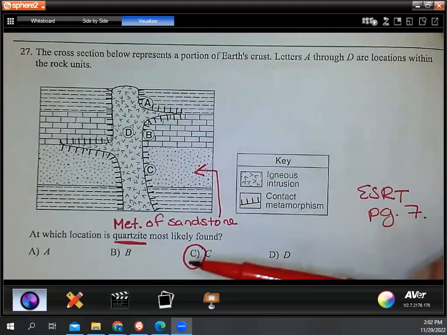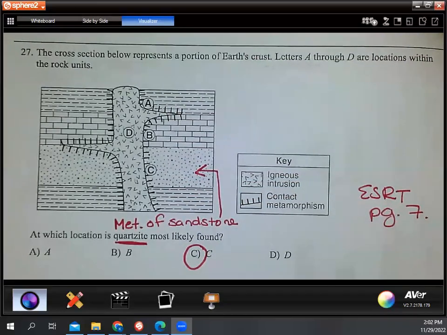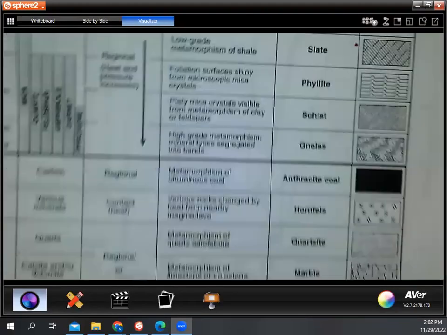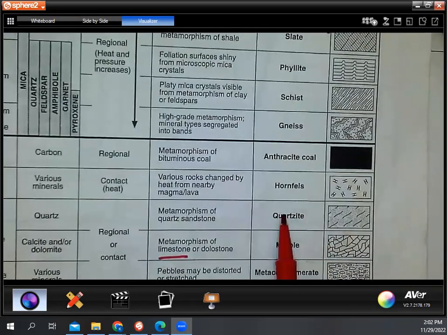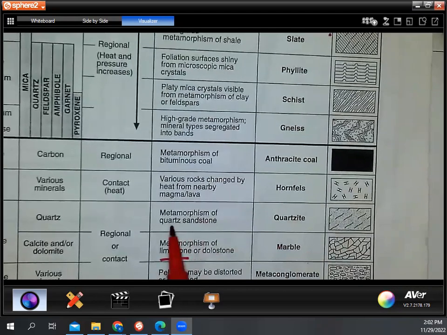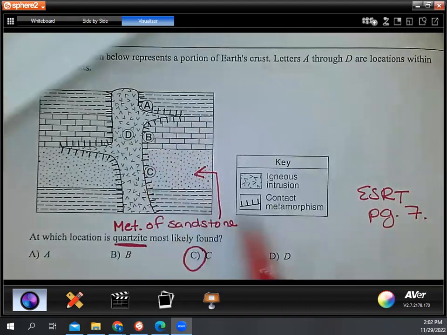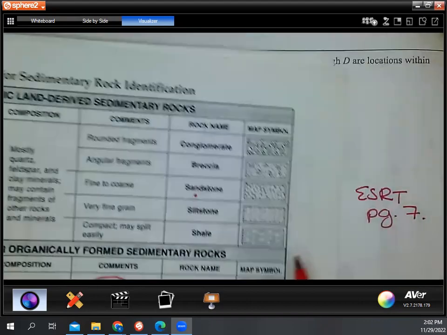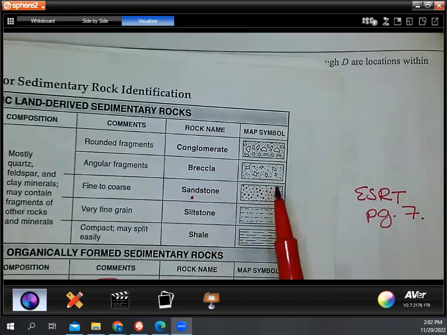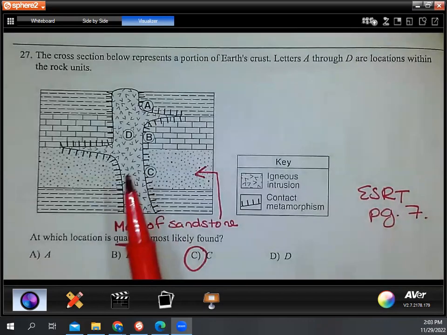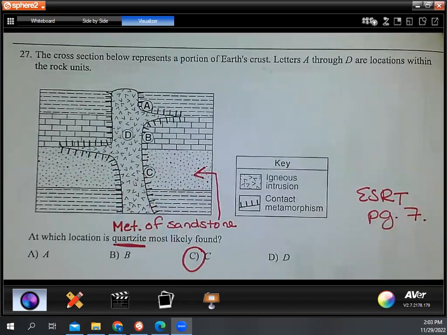And they're saying at which location is quartzite most likely to be found. So I'm going to look at quartzite on my metamorphic rock chart. If I look at quartzite, it says it's the metamorphism of sandstone. Okay, but now I need to know which of these symbols represent sandstone. I look at my sedimentary rock. Dots represent sandstone. So C would be a letter that is most likely quartzite, the metamorphic version of sandstone.